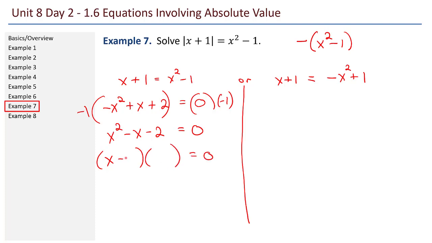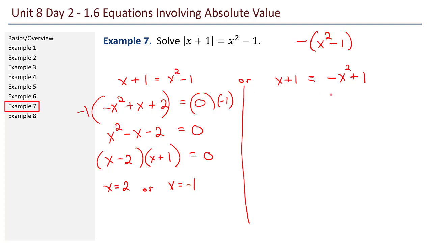How about x minus 2x plus 1 equals 0? I think that'll work. So the solutions to this are x equals 2 or x equals negative 1. How about the right-hand side?